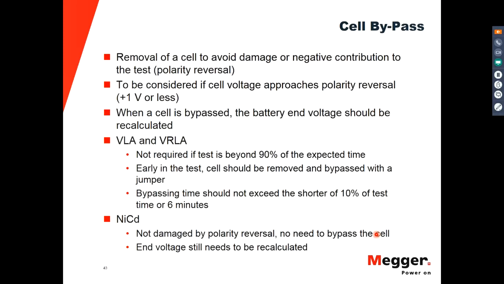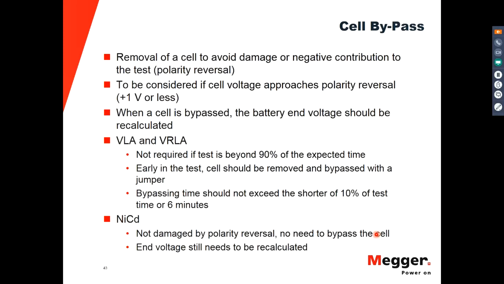And this is something that is allowed, and in some cases it is required or needed. The reason to bypass a cell is to avoid further damage of the cell, or to avoid negative contribution to the test, which is basically a polarity reversal. The voltage can go so low that it will reverse its polarity and will start being a load instead of being a source inside the string for the test.